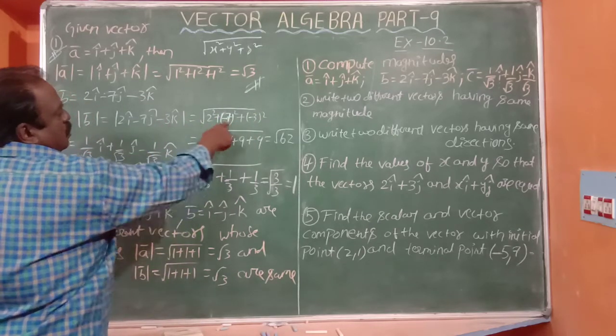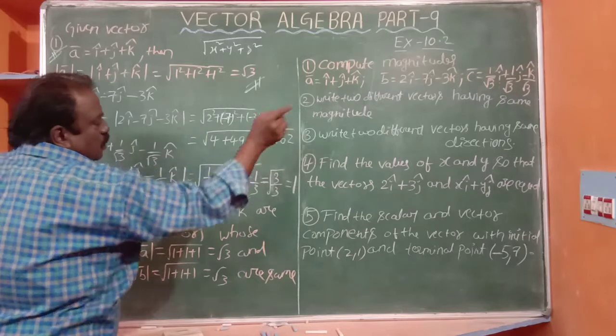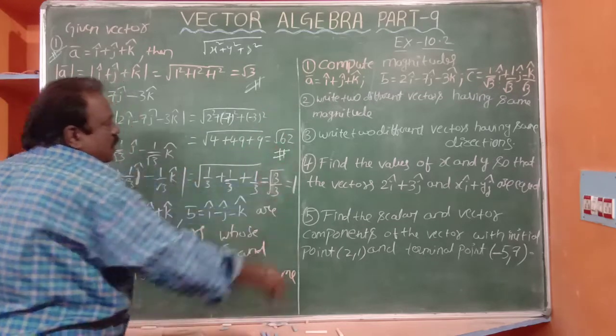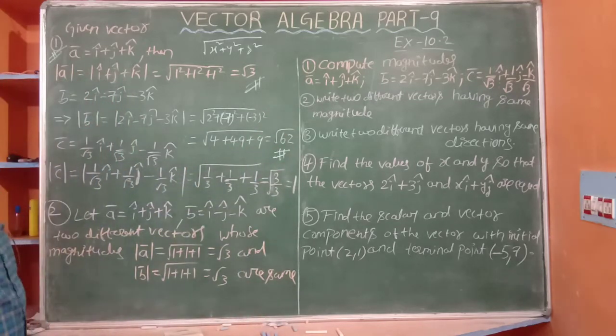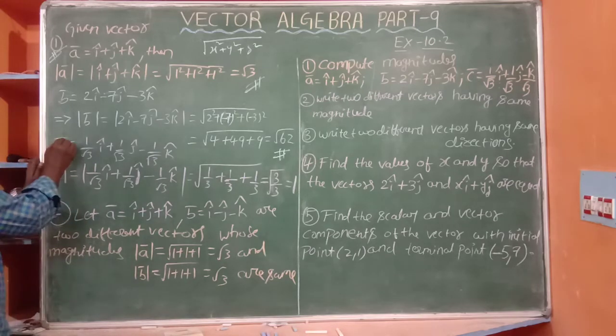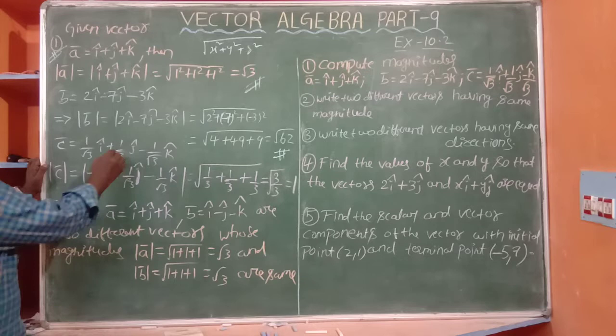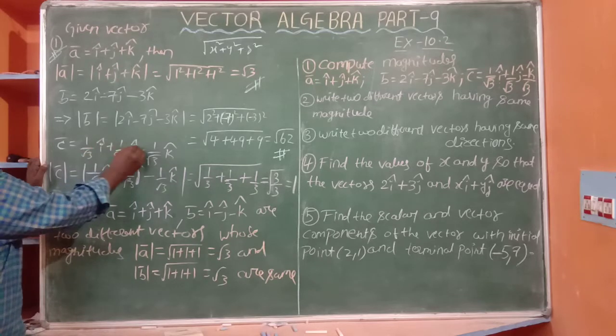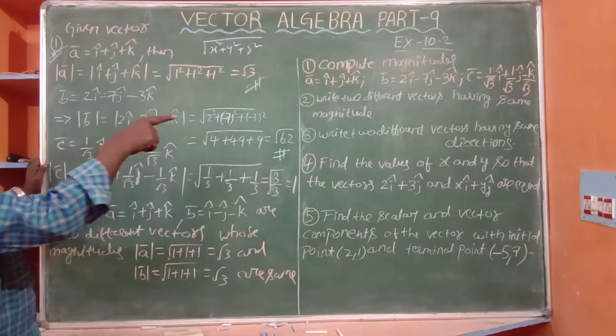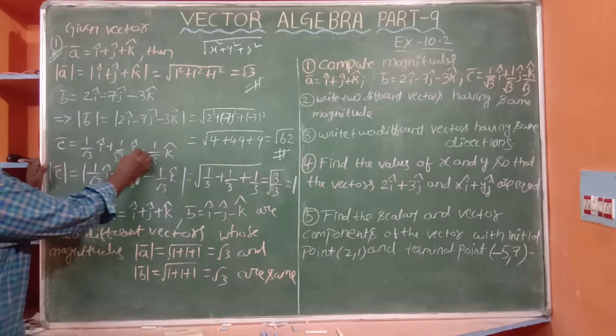2 square is 4, 49, 9. So it is root 62. Next, C bar. You see C bar. C bar is 1 by root 3 i plus 1 by root 3 j and minus 1 by root 3 k.